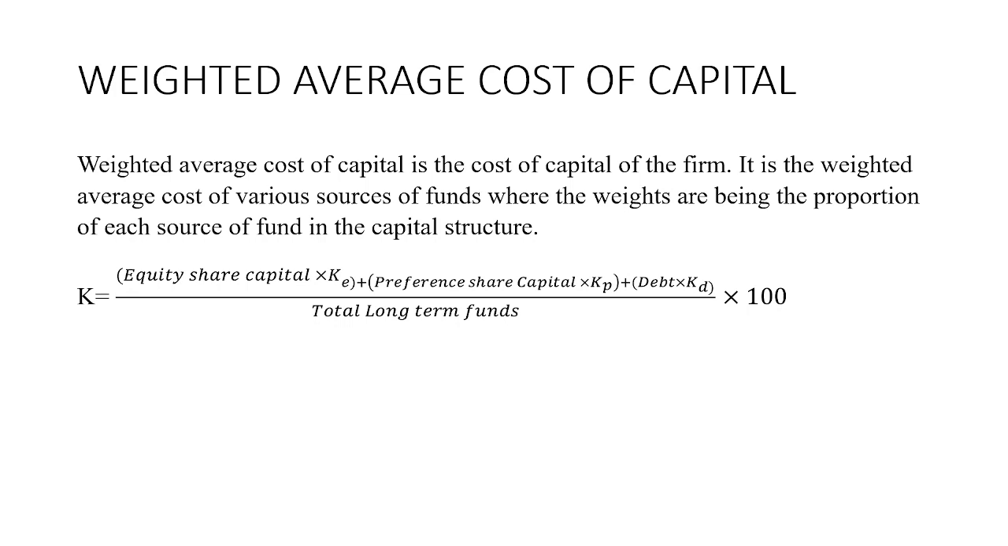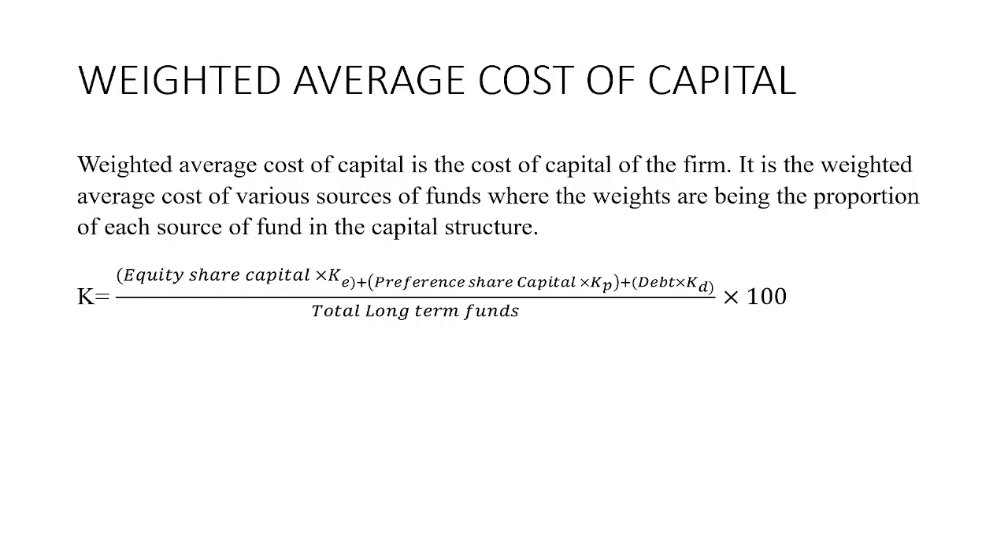In the previous sessions, we have seen the computation of specific cost of capital, that is the cost of equity, cost of preference shares, cost of debt or debentures. In this session, let us understand the weighted average cost of capital. Weighted average cost of capital is the overall cost of capital of the firm. It is the weighted average cost of various sources of funds where the weights are the proportion of each source of fund in the capital structure.